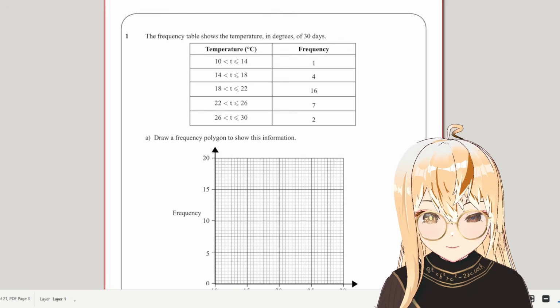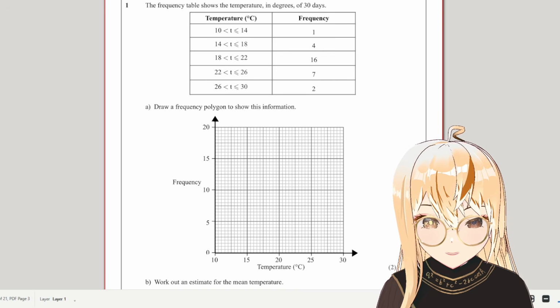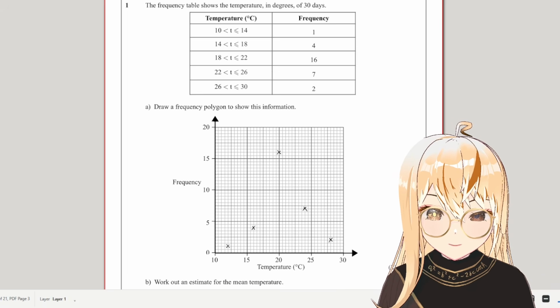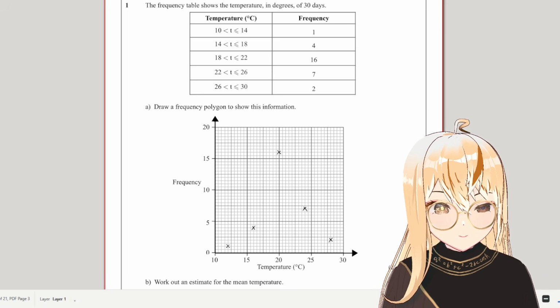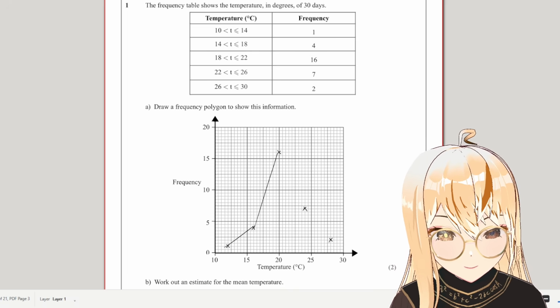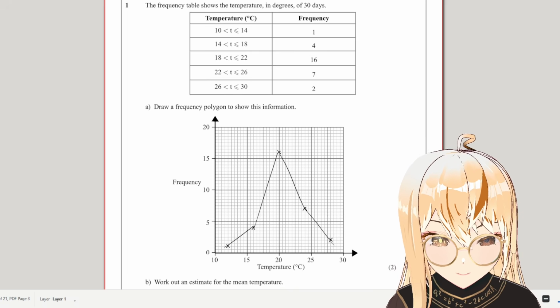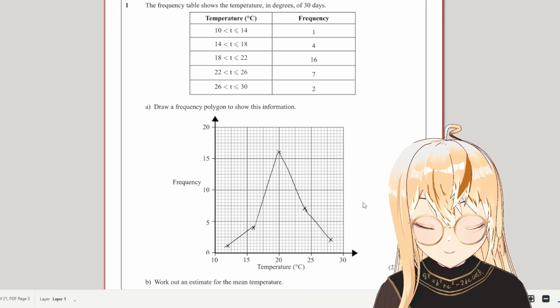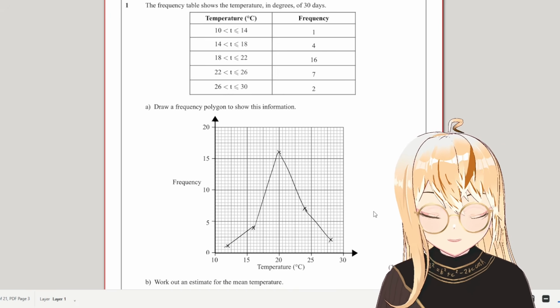So we can simply go between the class intervals and then plot the frequency. Then all we have to do is just connect the points together, because we're drawing a frequency polygon. Oh, I don't have a ruler, but of course you'd want to use a ruler in the exam. Just like that.